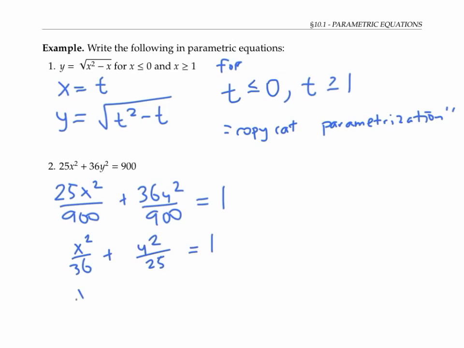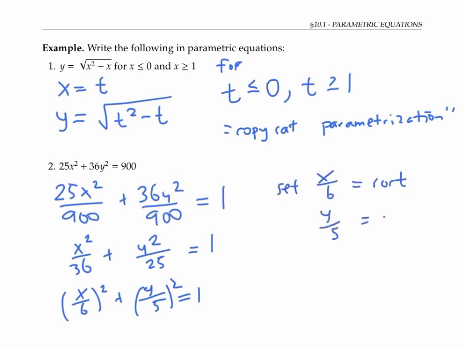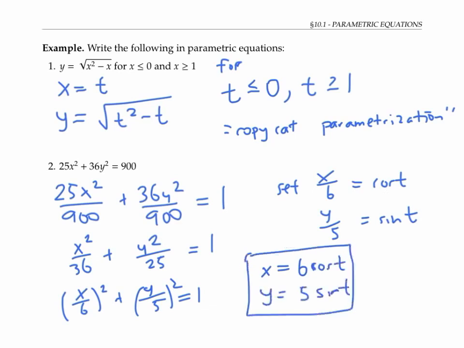If I rewrite this as (x/6)² + (y/5)² = 1, then I can set x/6 equal to cosine of t and y/5 equal to sine of t. And I can see that for any value of t, x/6 and y/5 will satisfy this equation simply because cosine squared plus sine squared equals 1. This gives me the parameterization x = 6 cos t, y = 5 sin t, which is a handy way to describe an ellipse.